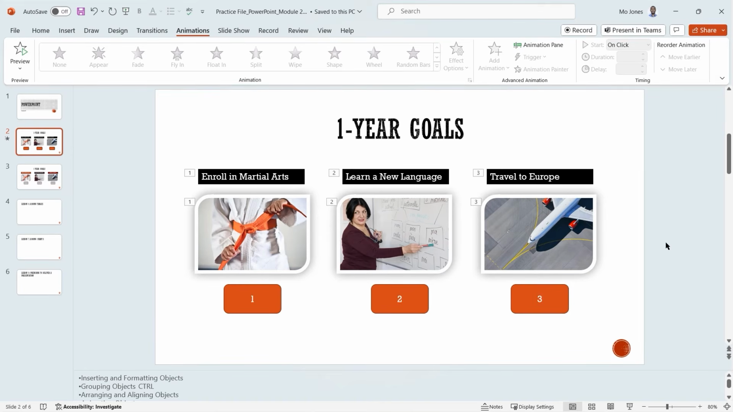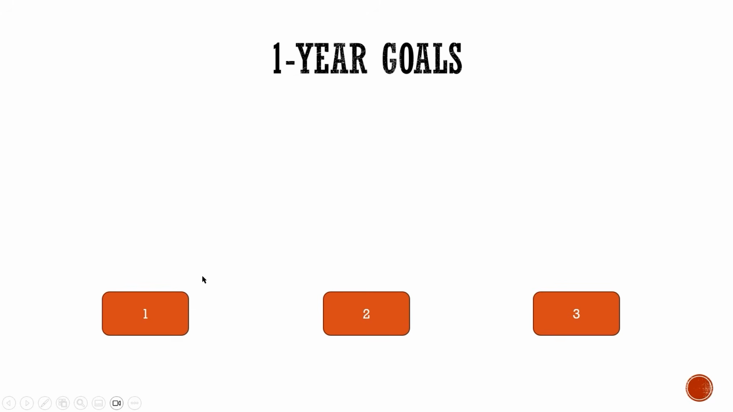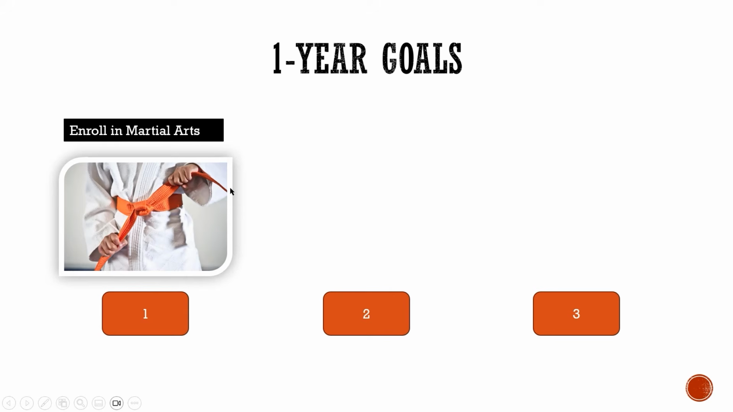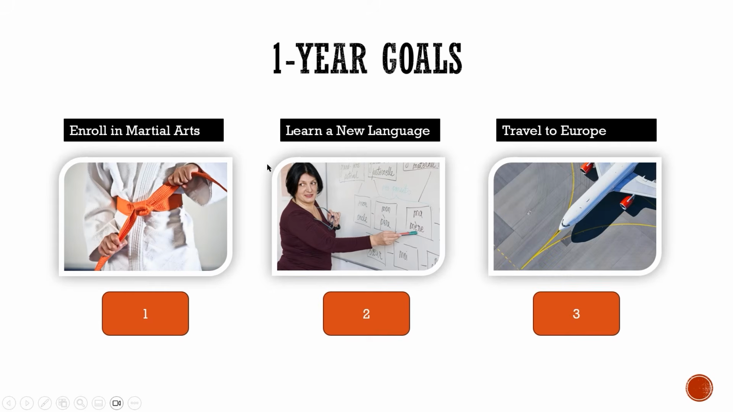I'll press F5 to run the presentation. Here's my title slide. Here's my second slide. We can see the numbers here. If I click, or if I press next, or if I use the arrow key, notice how it comes in as 1 animation because we grouped the text box and the picture together. I could have even grouped the shape down here with it if I wanted to, but I wanted to keep it simple, kind of like a reveal. So here's animation number 2, learn a new language. Animation number 3, travel to Europe. And we're good to go.